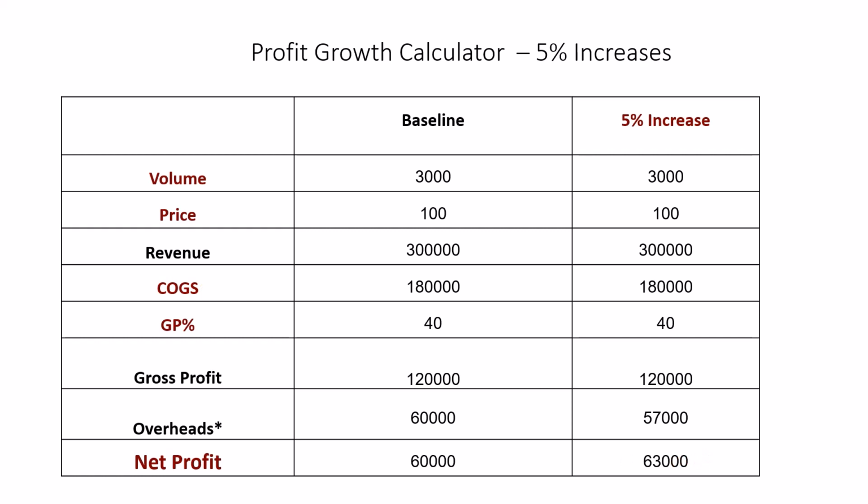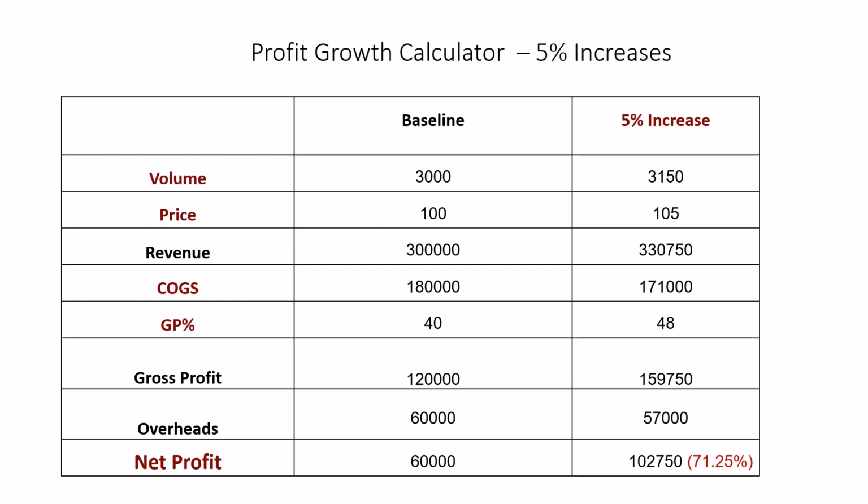And then the final one to look at is reducing our overheads by 5%. So nothing changes in terms of volume, price, revenue, cost of goods sold, gross profit margin, gross profit. Our overheads go from 60,000 to 57,000, which means our net profit goes from 60,000 to 63,000, which is a 5% increase. So let's just summarise the overall effect.